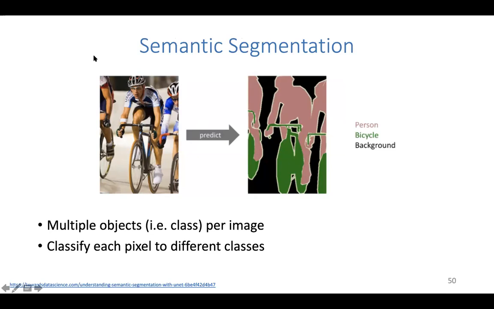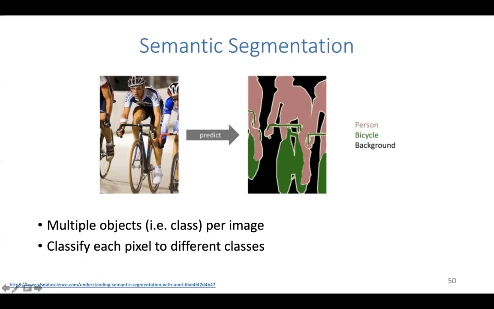Then you have about how many? It's 2 to the 8 times 2 to the 7. So that's about 30,000 pixels. So if this is 256 and this is 128, then you have about 30,000 pixels. So you want to classify each pixel of the entire 30,000 pixels into the correct class. And there are 3 classes here. So there's person, and then there's bicycle, and then there's background.